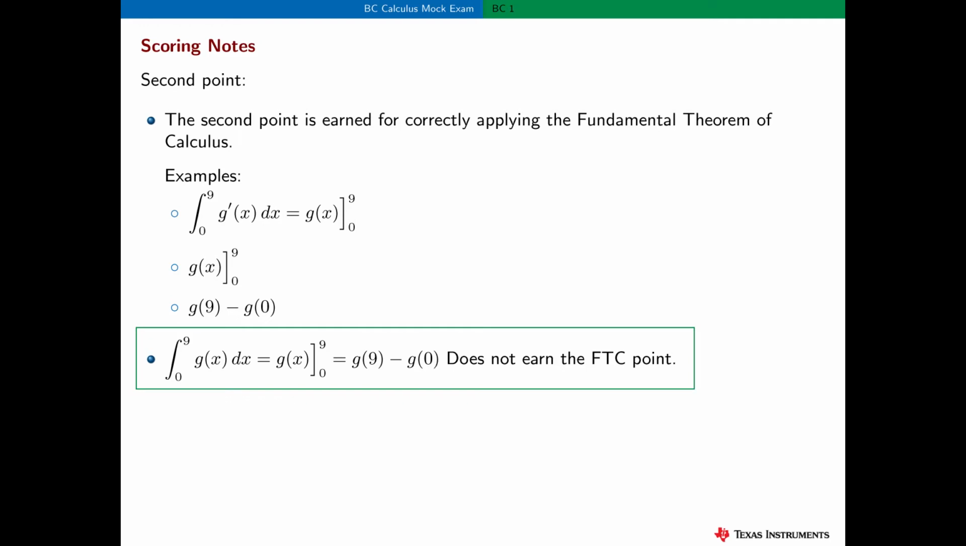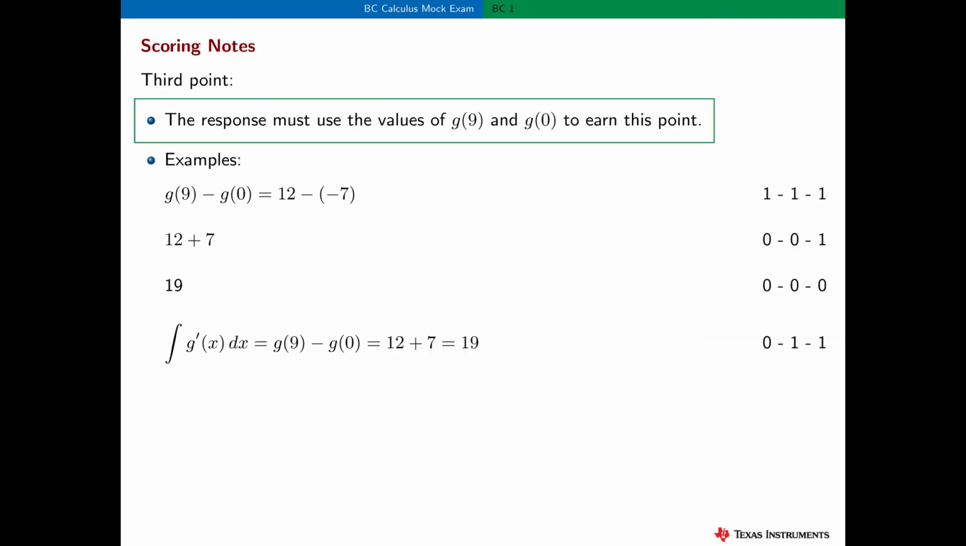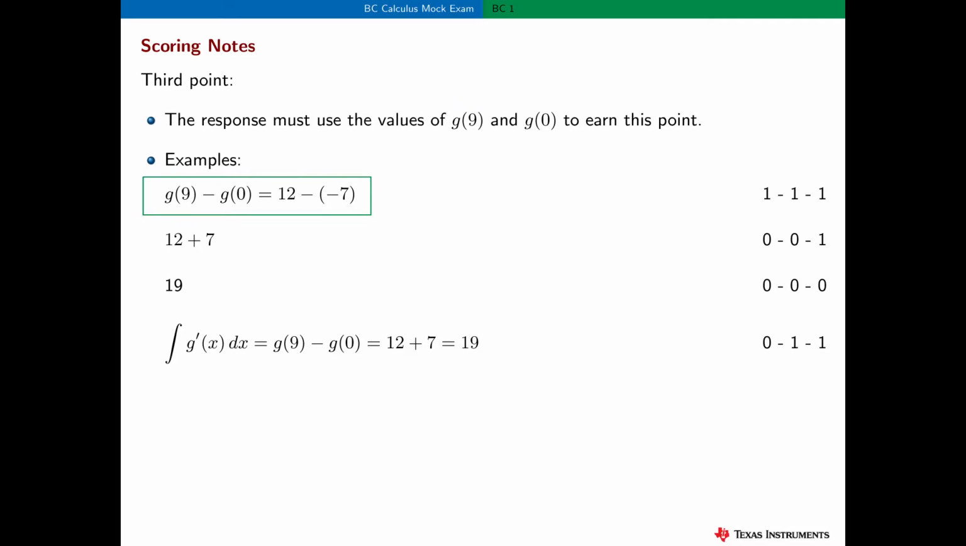The integrand is incorrect. To earn the third point, the student must use the values of g of 9 and g of 0. In other words, they cannot leave their final answer in terms of g of 9 and g of 0. Here are some example responses and how each is scored.